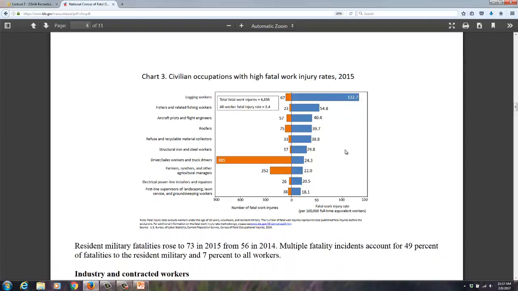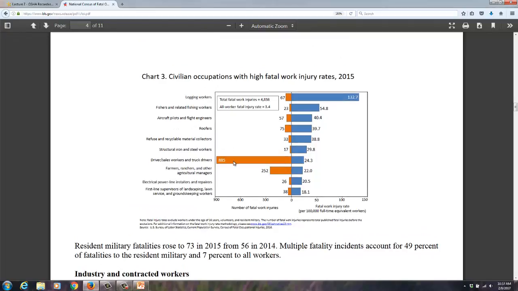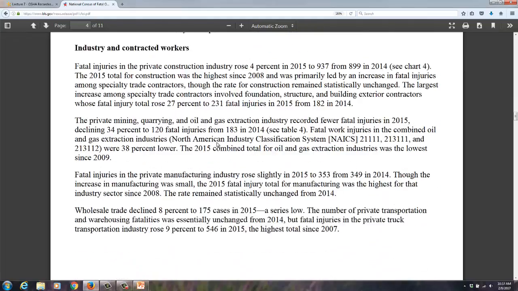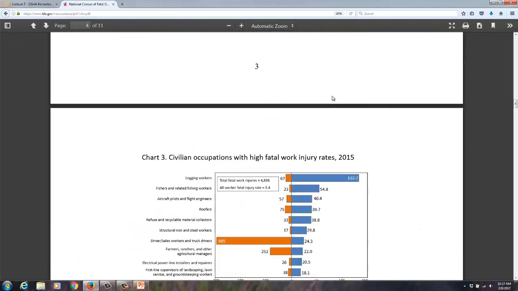Let's see, what are the most dangerous industries? Well, drivers have the greatest count, but from a rate perspective, they're 1, 2, 3, 4, 5, 6, 7th. The number one by rate are logging workers. Second, you ever seen the Deadliest Catch? Then airplane pilots, flight engineers, roofers. So you can look at this stuff. It's interesting, and this is stuff you should know, and this is stuff you should track. Number and rate by industry sector. What was this? This was by occupation.